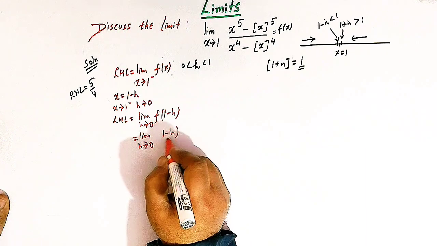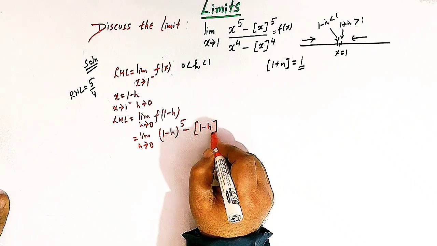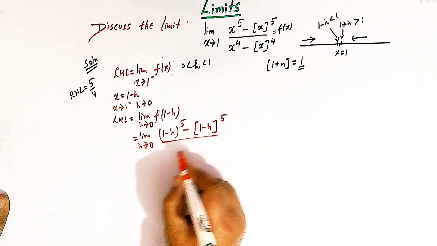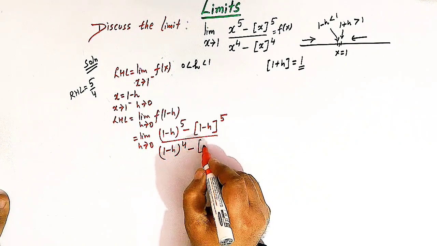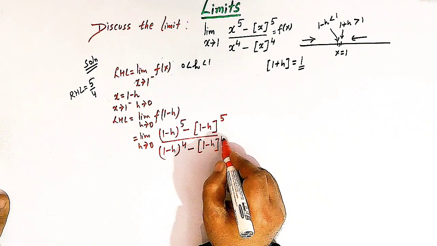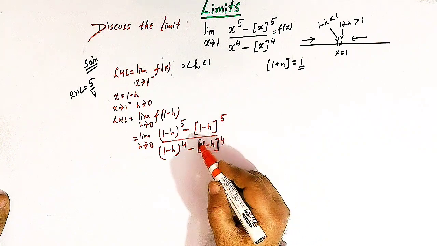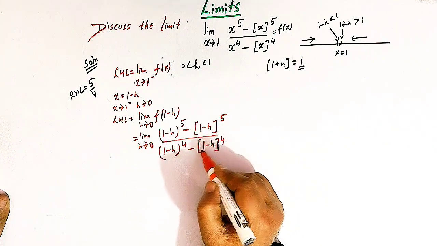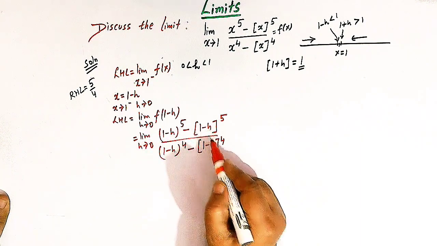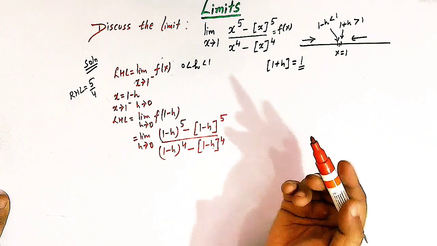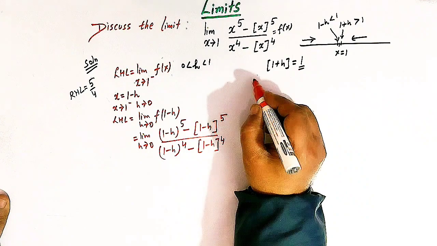So we have the greatest integer of (1 minus h) raised to 5, and then we have (1 minus h) raised to 4 minus the greatest integer of (1 minus h) raised to 4, right? Okay, and here again we have the same situation. We have the greatest integer function, and we cannot directly substitute h is equal to 0 over here, right? So now we'll make use of the definition of greatest integer function.